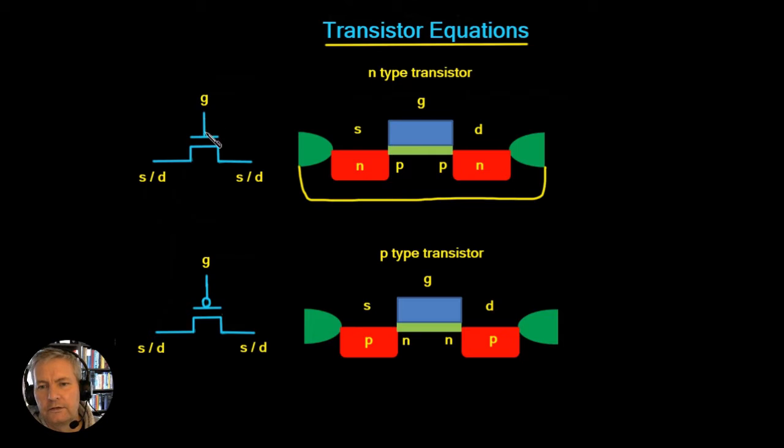This is the schematic diagram for the N-type transistor here. We've got the gate and we've got these two connections here, and these will be either the source or the drain.